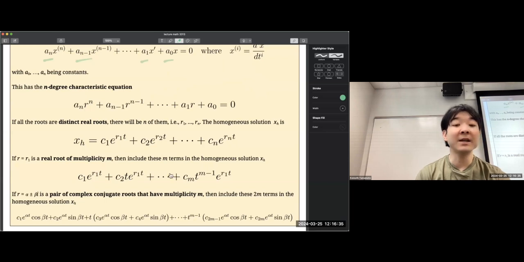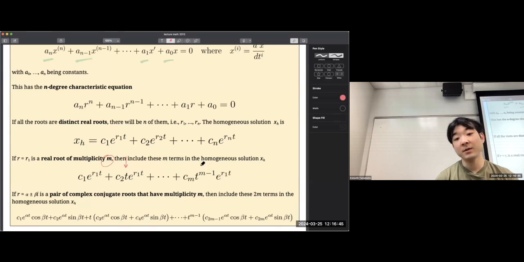And you multiply by t as many times. So that's why you have 1 factor of t here. And then if it's a multiplicity of m, then you're going to have to multiply by a t multiple times. And it turns out that if you have a double root, then you just have c1 e to the r1t, c2t e to the r1t, and that's it.